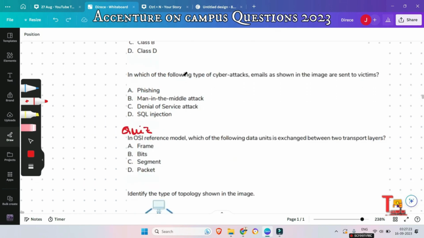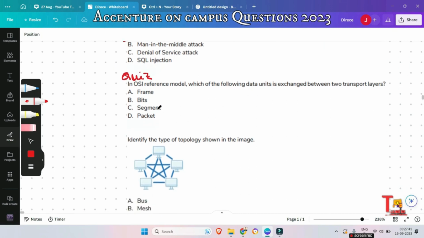The next question is, in which of the following types of cyber attacks are emails as shown in the image sent to victims? Actually, in the phishing attack, the attackers send images to the victims in the form of email, right? And make them click on it.